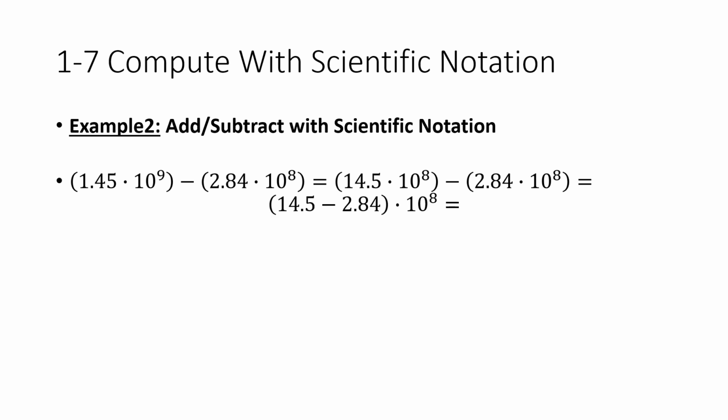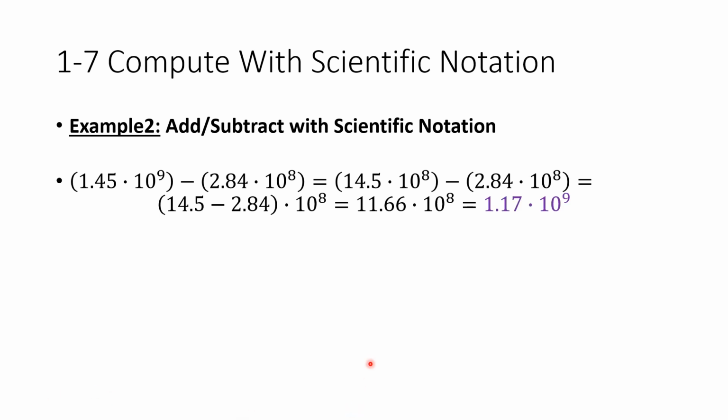If I get my pen working, we might actually be able to change the slide. Here we go. So 14.5 minus 2.84 times 10 to that 8th power now because we made them match. That computes to 11.66 times 10 to the 8. Same story we've been in all notes. That is not an acceptable answer. You need to move the decimal 1 to the left, raising your exponent, right? So your final answer should be 1.17 times 10 to the 9th.